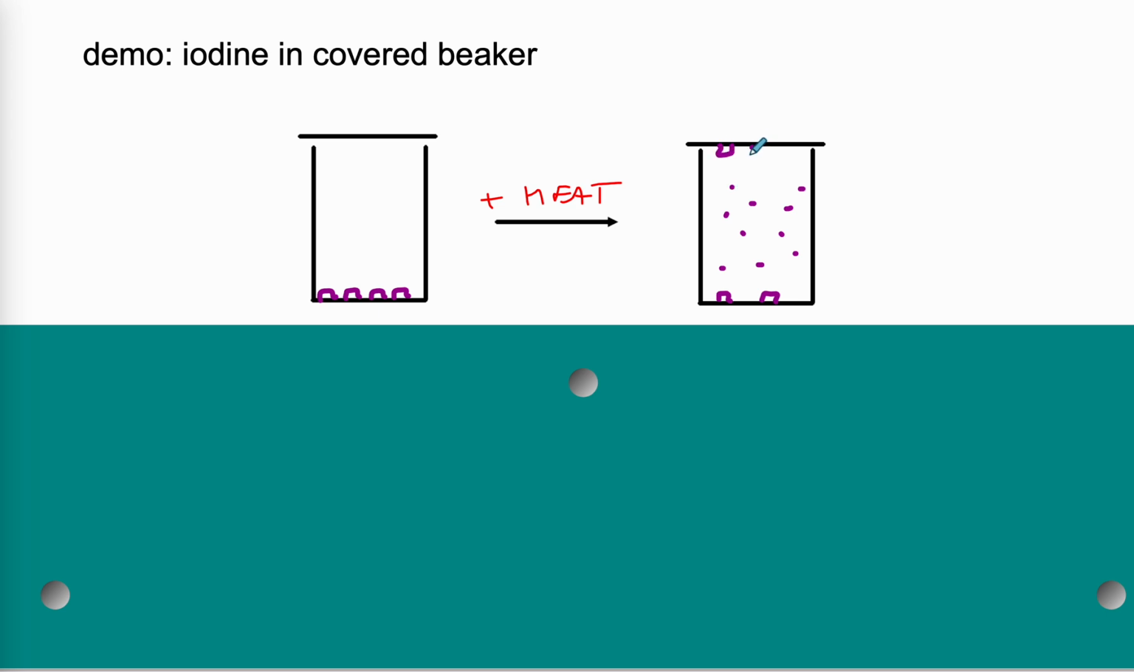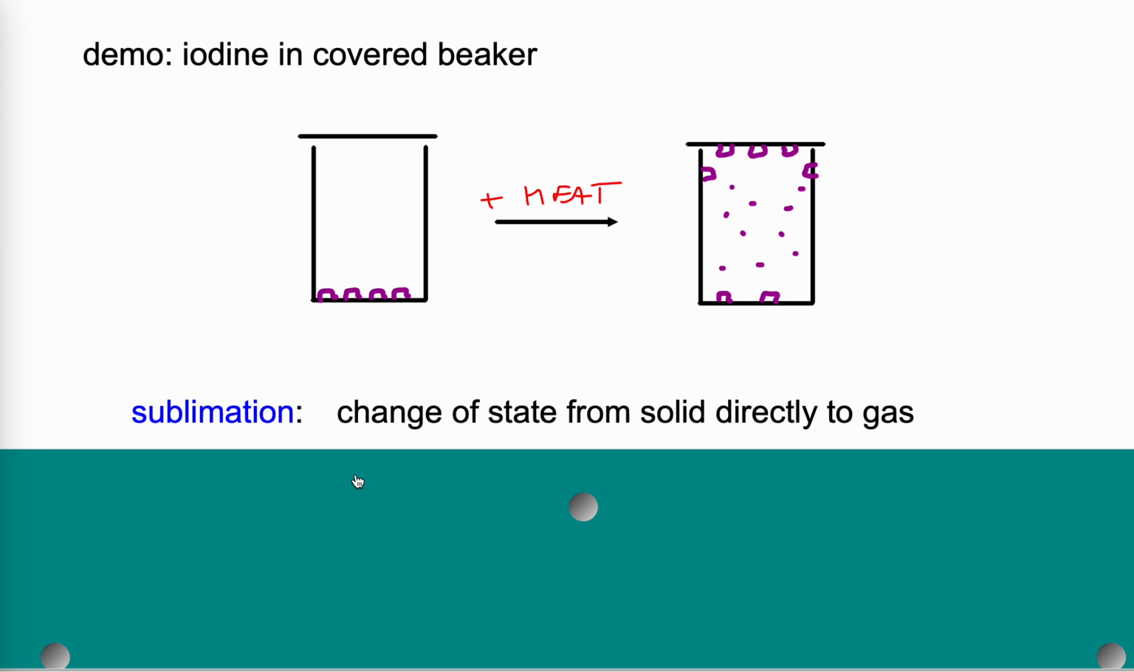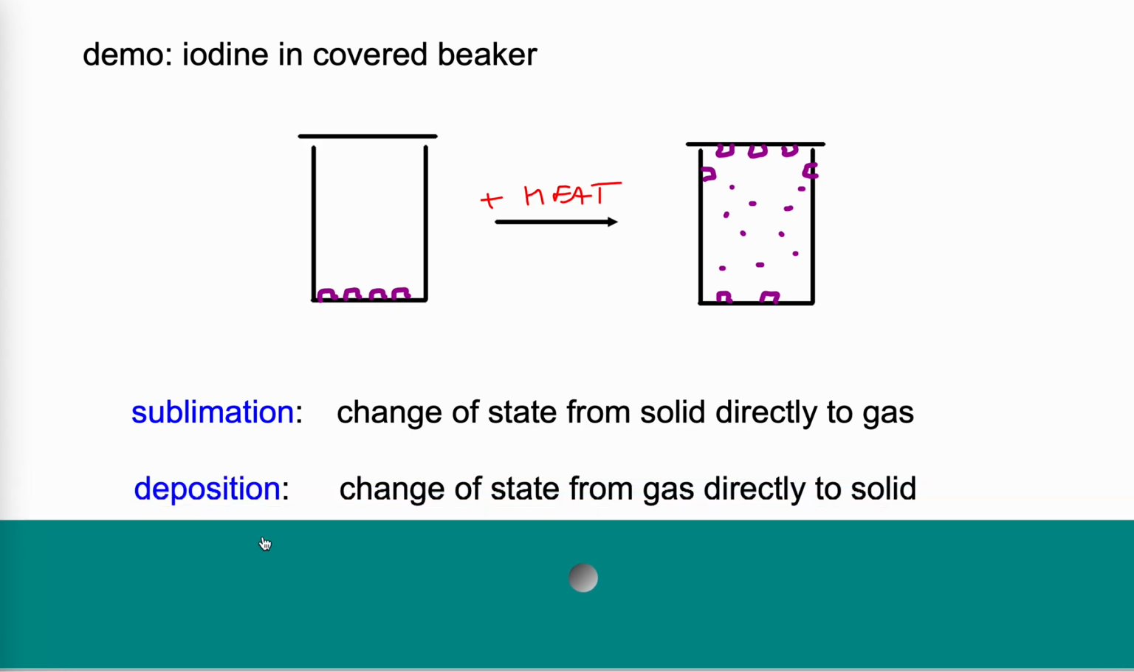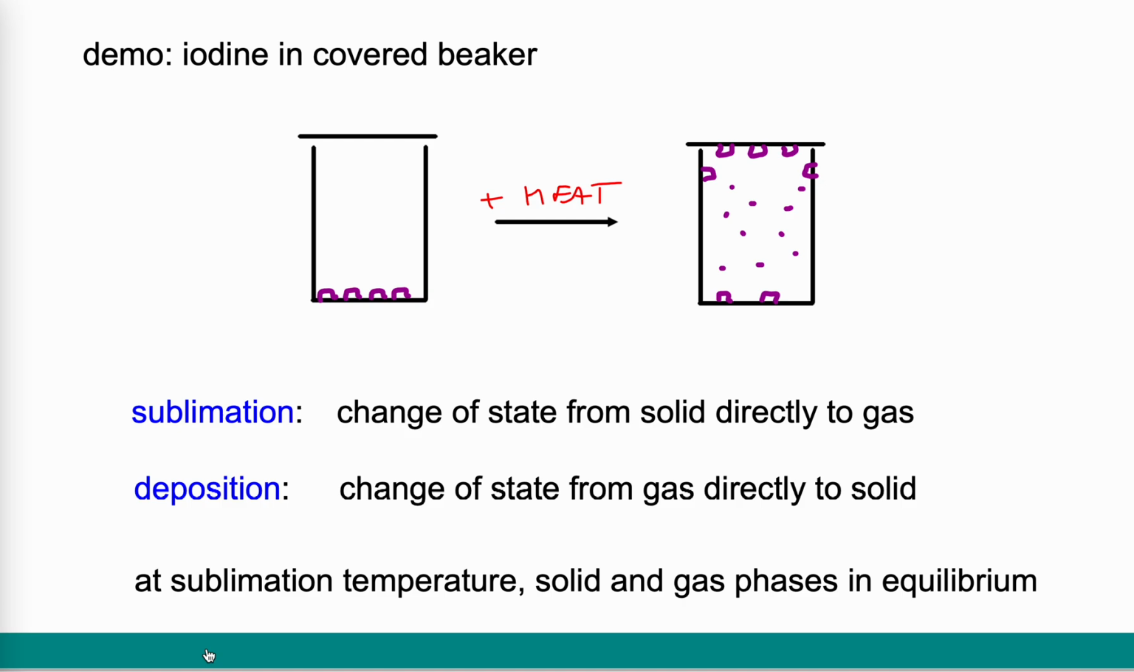And eventually, you will begin to see iodine crystals begin to form on the watch glass in the top of the beaker. What we observe is a process called sublimation. Sublimation is defined as the change of state when you go directly to the gas phase from the solid phase. The opposite process is called deposition. That is the change of state from the gas directly to a solid. So you will observe the iodine subliming as it goes from the solid into the gas phase, and then you will see it deposit on the sides of the beaker. And at the sublimation temperature, the solid and gas phases are in equilibrium.